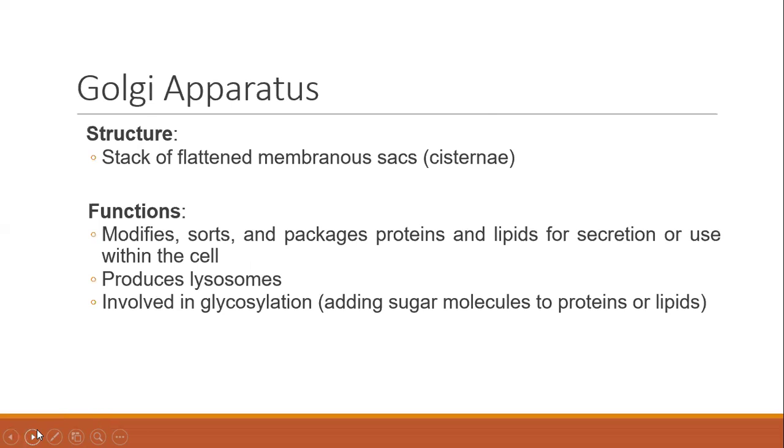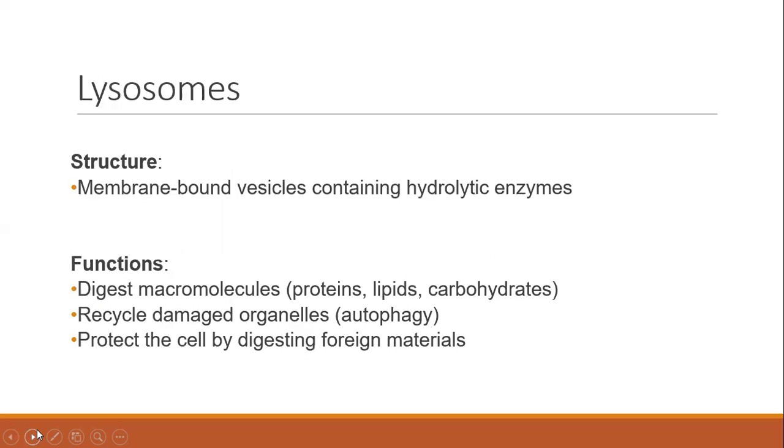Golgi apparatus. The Golgi apparatus is a stack of flattened membranous sacs. It helps to modify, to sort, and to package proteins and lipids for secretion or use within the cell. The Golgi apparatus produces lysosomes, and it's involved in glycosylation of lipids and proteins. That's the addition of sugar molecules to proteins as well as lipids.